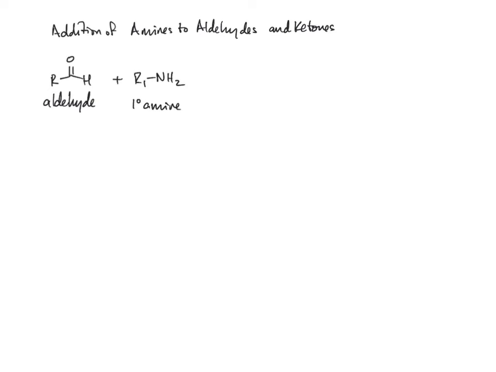So again, in amine classification, you're looking at the number of carbon groups bonded to the nitrogen. So we just have one. So we basically have NH2. That tells us it's a primary amine. So under these conditions, typically this is promoted by an acid catalyst.